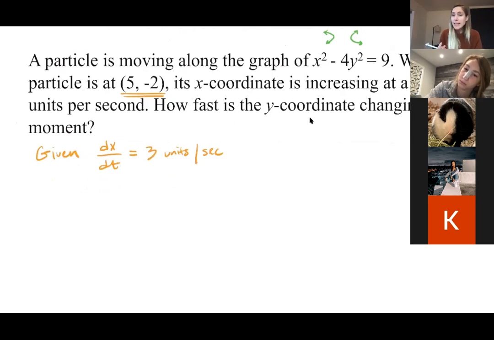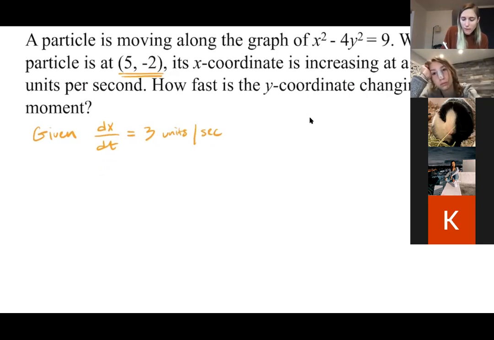And then I like to state the rate that we're trying to solve for, because remember I said for these related rates problems, you're given at least one rate, and you're being asked to solve for another rate. So we're given the rate at which x is changing, and we want to find the rate at which the y coordinate is changing. So that means we're trying to find what?